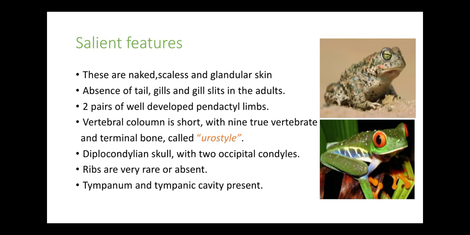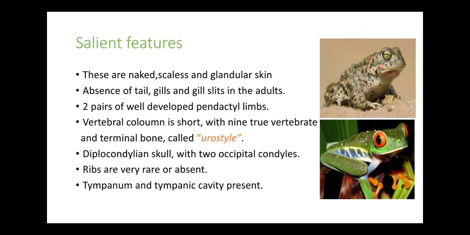Next are the salient features of order Anura. They have naked, scaleless, and glandular skin. There is absence of tail, gill slits, and gills in the adults. They have two pairs of well-developed pentadactyl limbs. Pentadactyl limbs are the 5-digit character of tetrapod vertebrates. The vertebral column is short with 9 true vertebrae and a terminal bone called the urostyle.